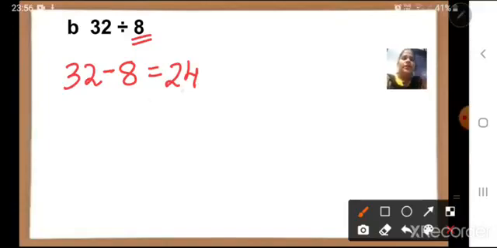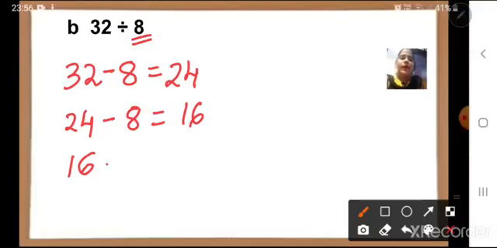Now 24 is remaining. Now 24 minus 8 is 16. Got it? Then in the next line 16 will come, minus 8. 16 minus 8 is equal to 8. Now 8 is remaining, so 8 will come down. 8 minus 8 is equal to 0.